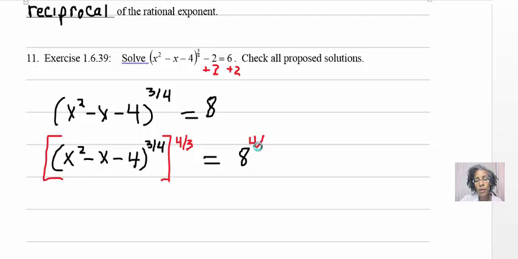And the rules of exponents say if I'm taking some expression, raising it to some power, let's call that power m, and then I raise that exponential expression to the nth power, I multiply those powers.